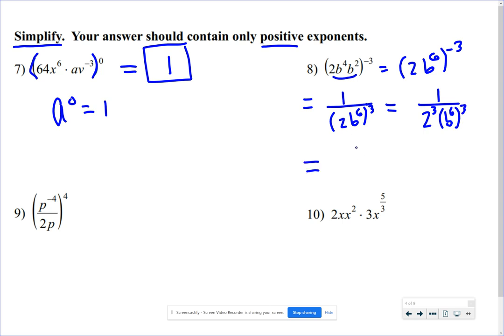And I'll do one more step of simplifying. 2 to the 3rd power is 8, and b to the 6th to the 3rd, those exponents need to multiply, so I have b to the 18th power, and I am done.